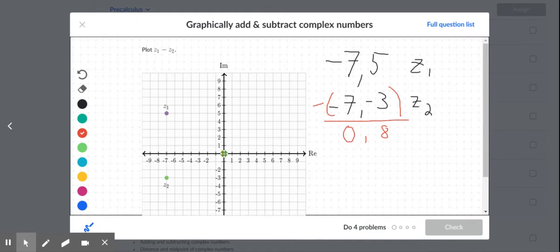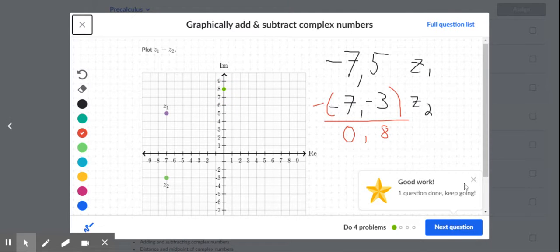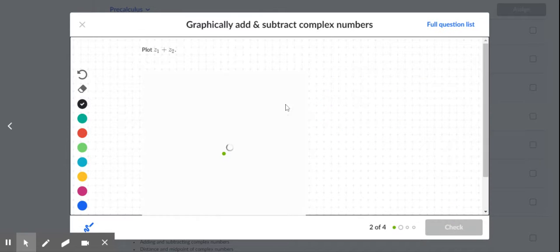So now we have to take our point here. It wants us to plot the answer. So 0, 8. There we go. That's how you add or subtract complex numbers.